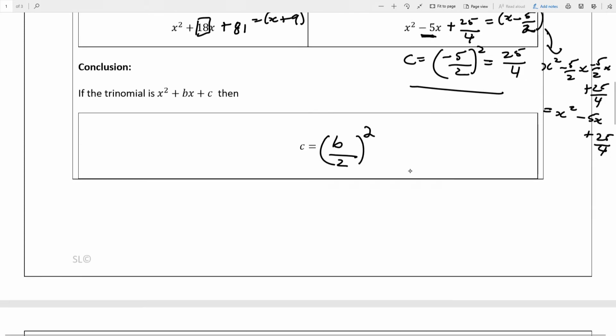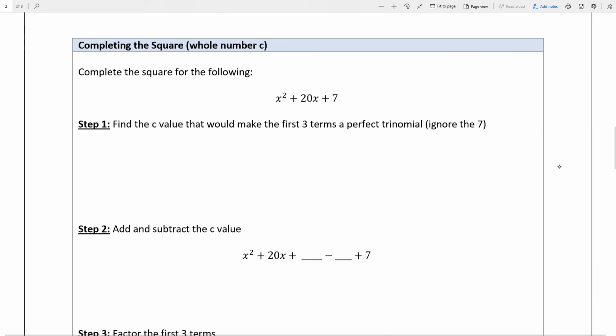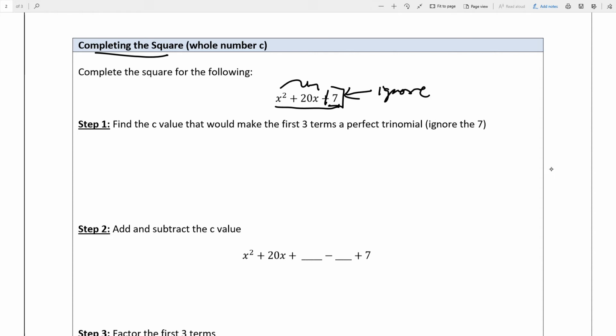Okay, continuing on, now that we know how to find the c term to get a perfect trinomial, we need to apply that to complete the square. Here we have a regular trinomial, and in the first step, we're going to ignore the 7 and try to create a perfect trinomial using the first two terms, x squared plus 20x. A c value that would work, using the formula we've developed, is b over 2 squared, which is 20 over 2 squared, which is 10 squared, 100.